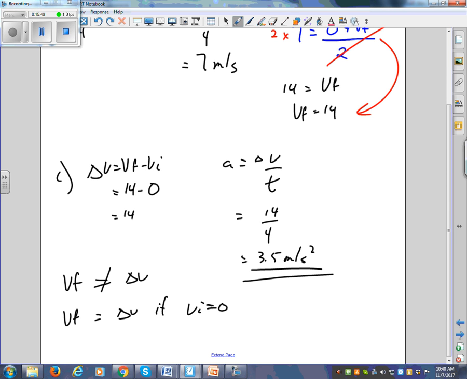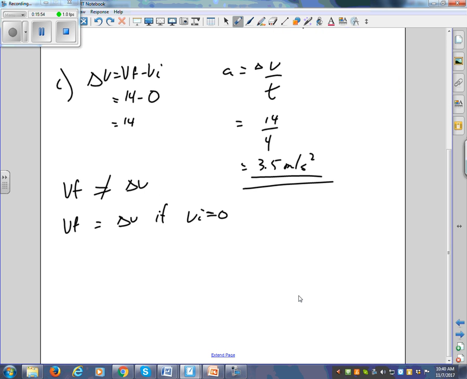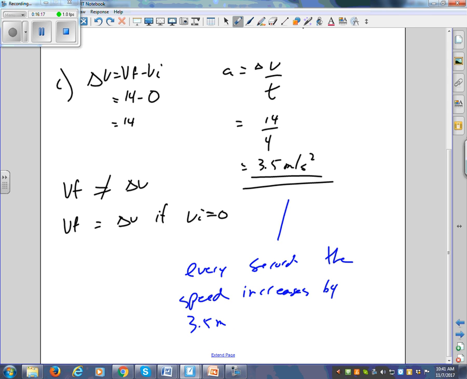Now, I noticed when I marked your test that there's still a lot of people that aren't really sure what acceleration means. So let's just take a moment to review that, because it's probably a good thing to talk about. So if I'm accelerating uniformly at 3.5 meters per second squared, that means that every second the speed increases by 3.5 meters per second.